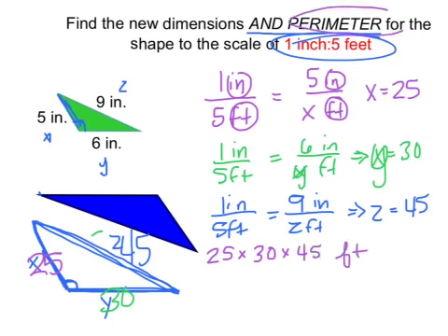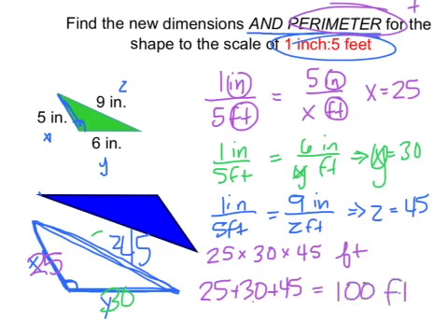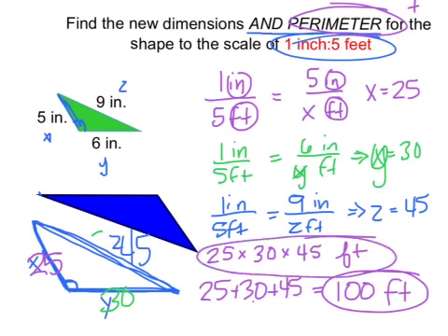And then perimeter, remember, we add. So 25 plus 30 plus 45, 55, gives us an even 100 feet. So the side lengths are 25, 30, and 45 feet, and our total perimeter is an even 100 feet.